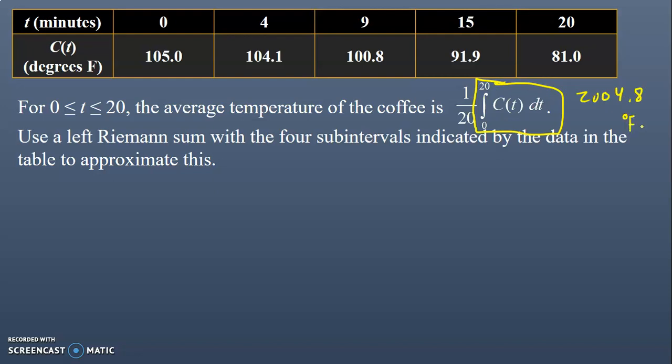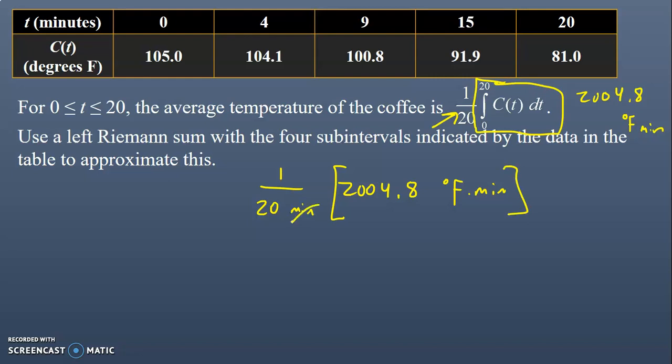Our units didn't really make sense because they were degrees Fahrenheit per minute. But they will make sense when we take into account this 1 over 20 because we're going from 0 to 20. This is our time. So this is really 1 over 20 minutes times 2004.8 degrees Fahrenheit times minutes. Now our minutes can cancel out, and my average temperature, which makes sense, would be 100.24 degrees Fahrenheit.